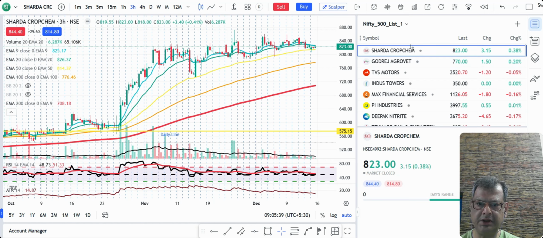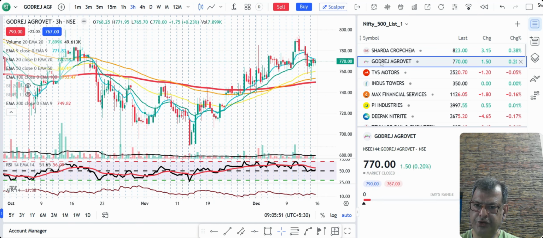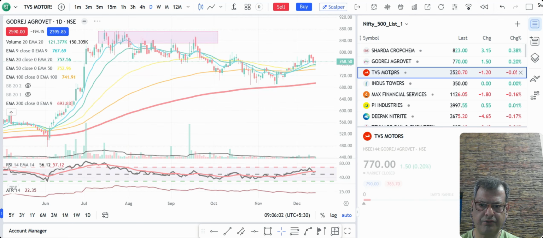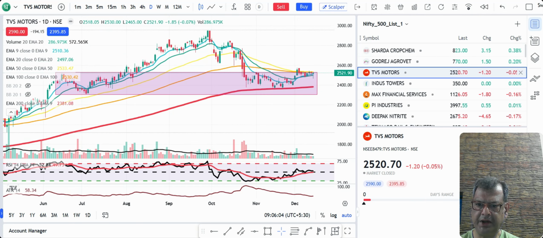Now I've got this watch list that comprises stocks from all over, and let's go through these stocks and see where we can use a trend line to effectively give us a good trade. So here we're looking at Godrej Agrovet. Let me switch to the daily time frame. Okay, nothing much happening here.